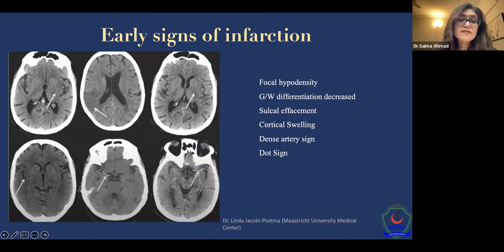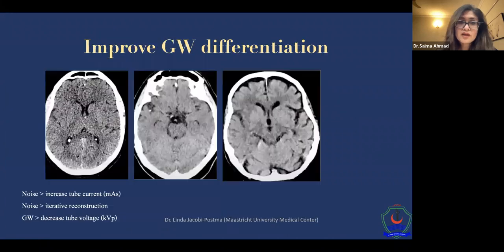And then we have very beautifully depicted dense vessel signs. Dense vessel signs are not pathognomonic, but they are important because they guide you to look into the site of the occlusion. So these early signs of infarction are very important, and you need to look for them. Now, how can we improve the gray-white matter differentiation? Because these are very subtle changes, and it's not easy to pick them up.